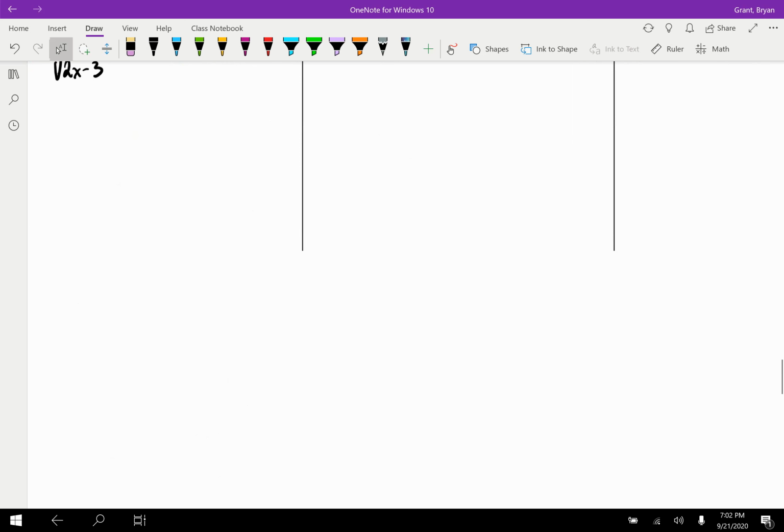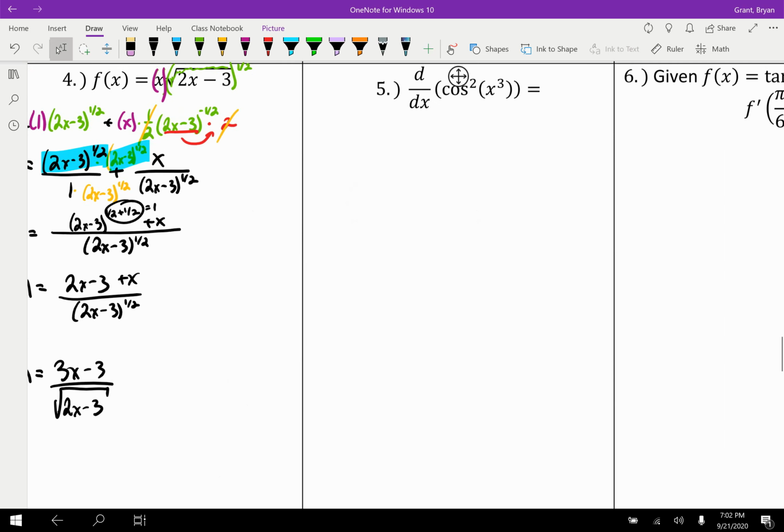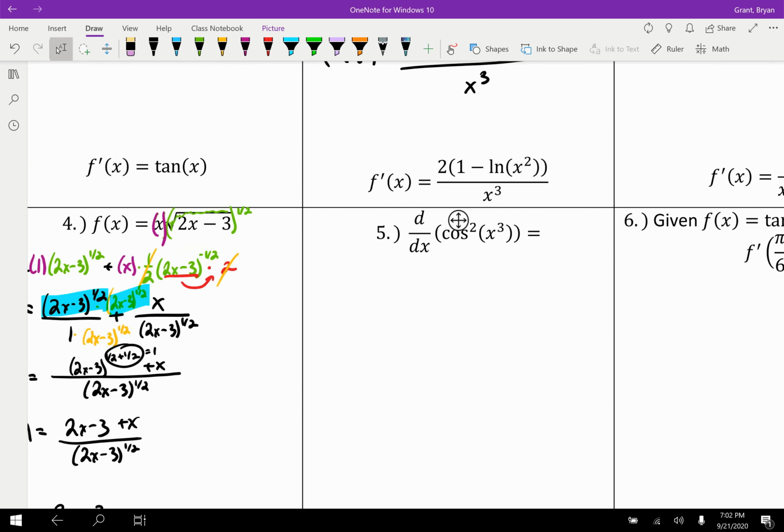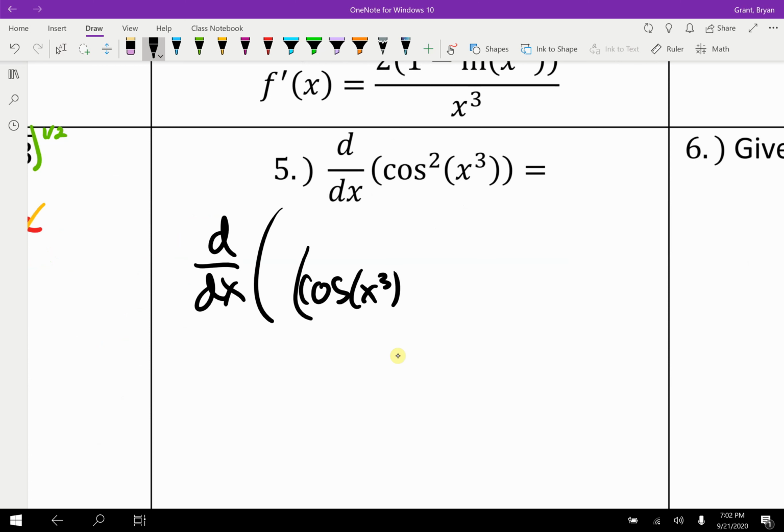Let's see, the screen is frozen. Just want to get an idea of the answer. There it is. Okay, let's see what we can do here. All right, the derivative of this guy. Well, I don't like the derivative being written like that with this weird little trig notation. That's just laziness, so let's write it out. This becomes the derivative of cosine of x cubed and all of that squared. Yeah, that looks pretty good.